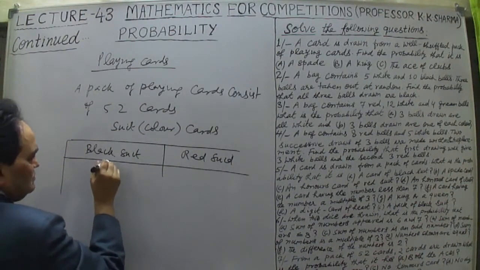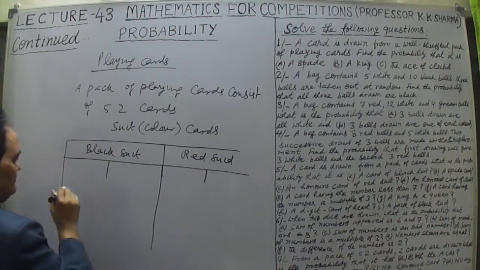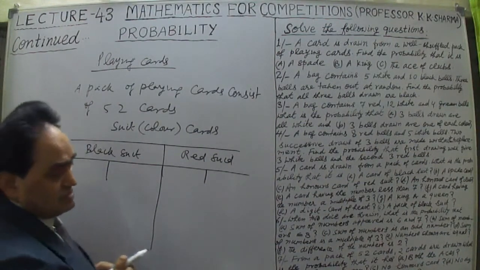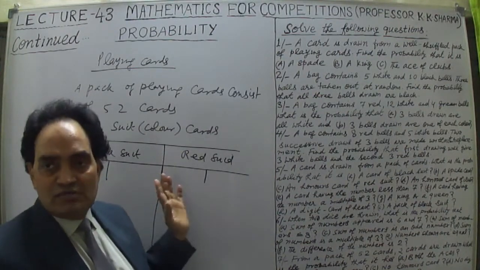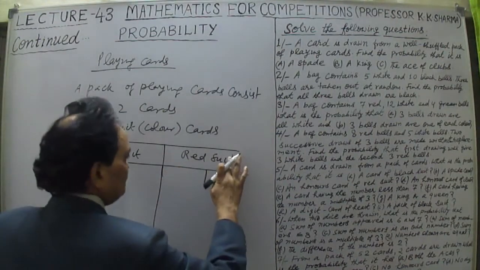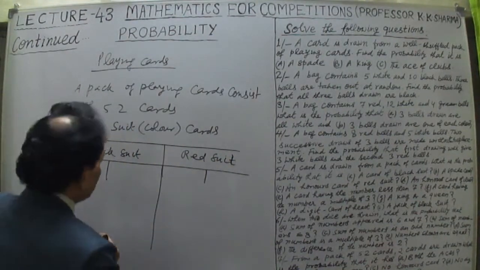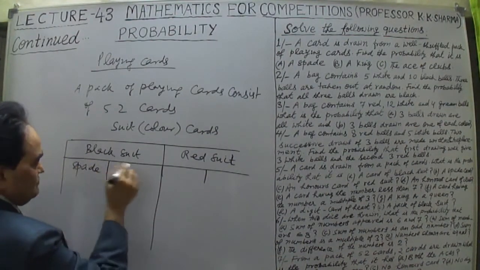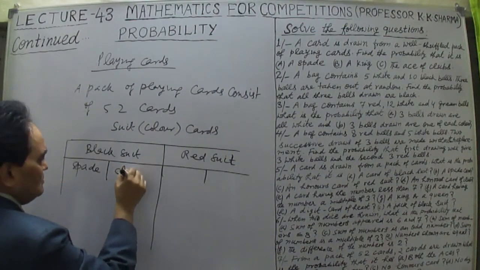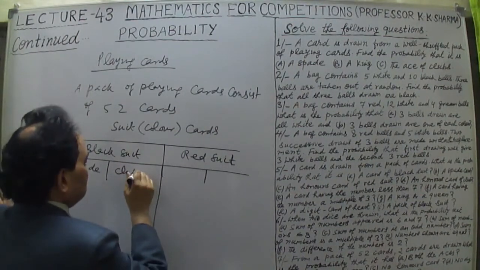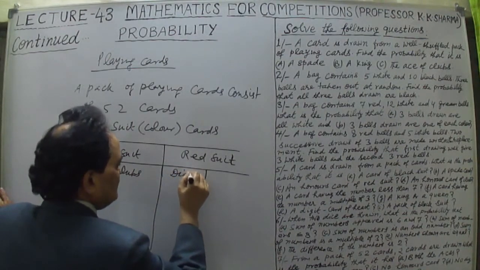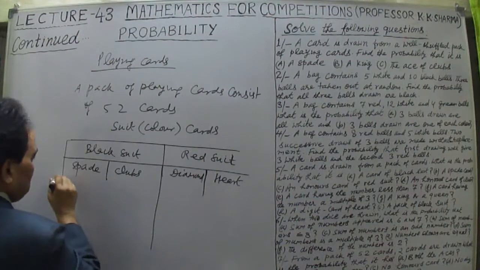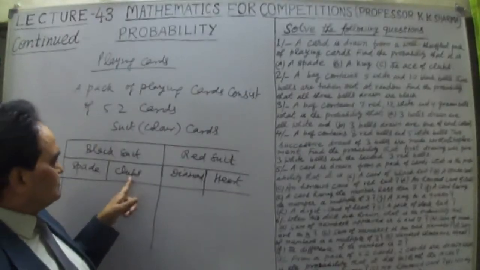In the black suit there are two types of cards, and the red suit also has two types. In black we have spade and club, and in red we have heart and diamond. So basically there are two types of each color: spade and clubs in the black suit, and diamond and heart in the red suit.